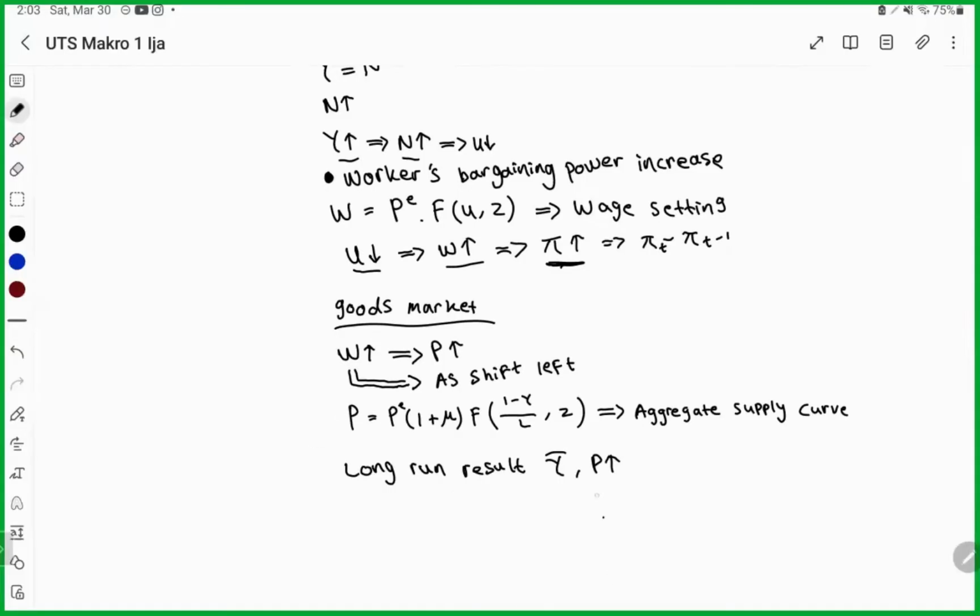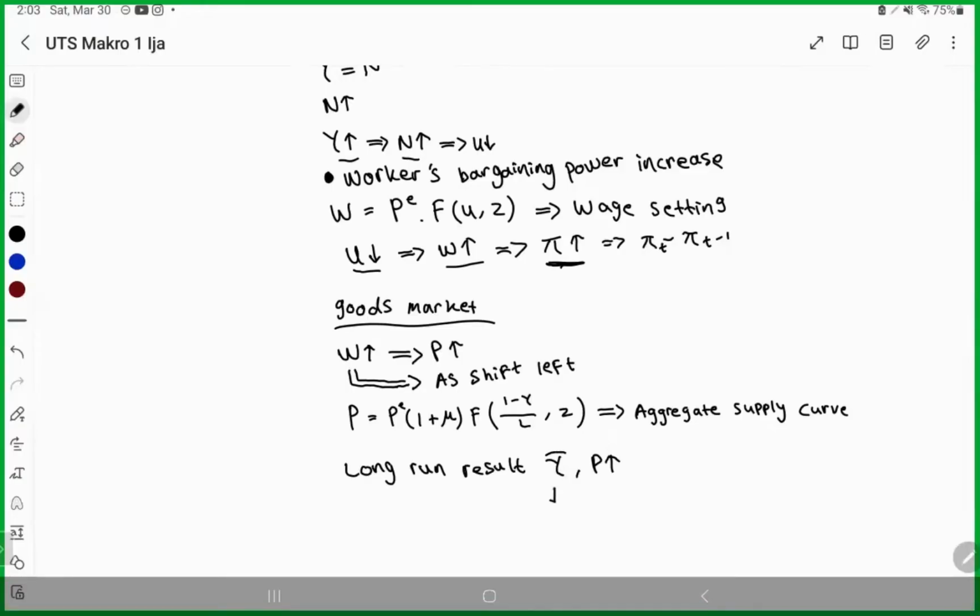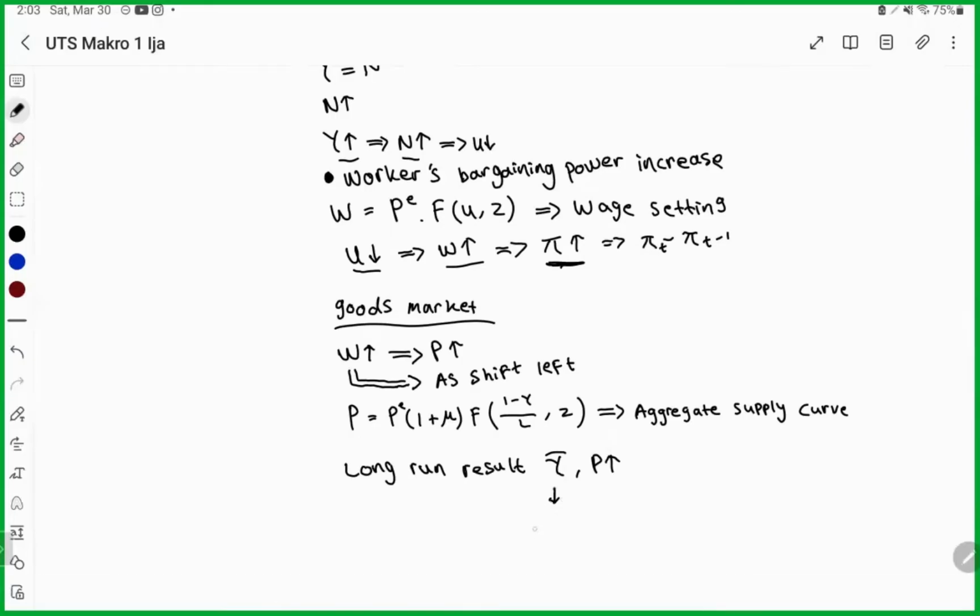And then in the long run, the result is that Y, the GDP, is constant. It goes back to the natural rate, sorry, the potential GDP level. Okay, go back to the potential GDP level, but with an increase in price.